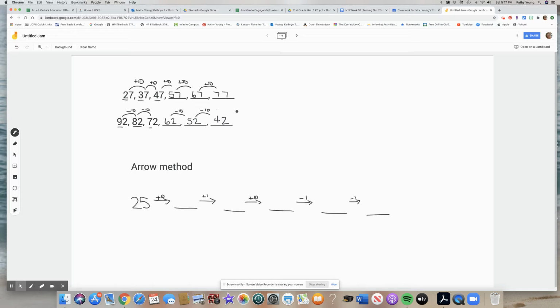So just paying attention to what number is changing, whether it's the ones, tens, or hundreds place, and whether it's going up or down. If it's getting larger, you're adding. If it's getting smaller, you're subtracting.